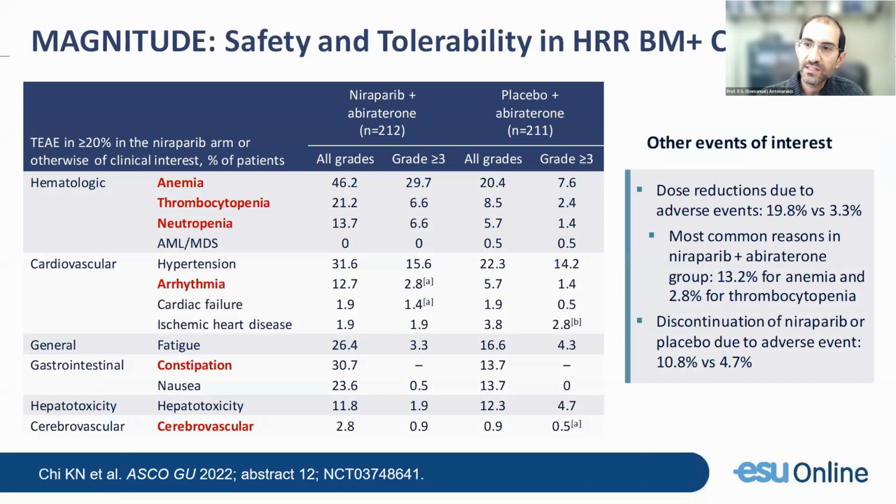Here, there are some toxicities as well. There was more thrombocytopenia with this combination. There was also an interesting signal for worsening arrhythmias. I think that could be of concern, as well as potential cerebrovascular complications, 3% versus 1%.